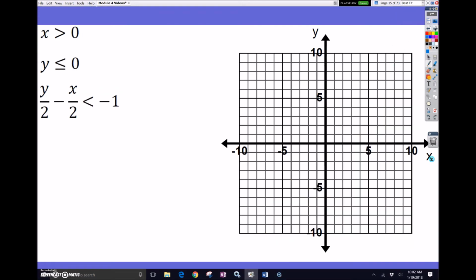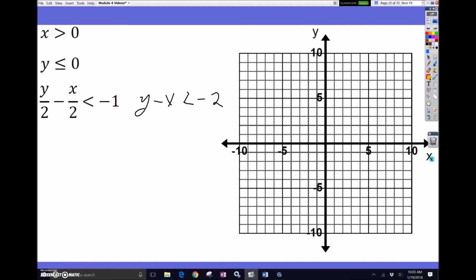Okay, let's go ahead and look at one more. I have 3 lines that I need to graph. So first thing, I'm going to convert this into a little bit better looking. If I multiplied everything by 2, I'm going to have y minus x is less than negative 2. Now first one, I'm going to have x is greater than 0.